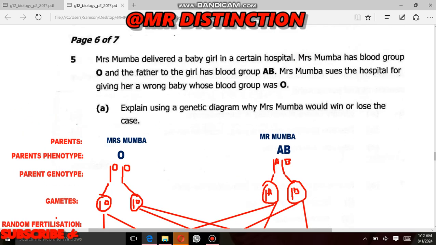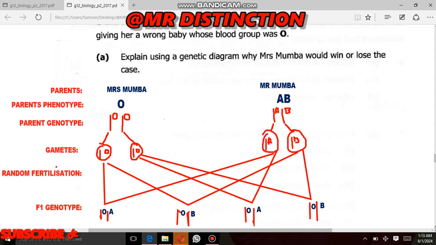Question 5. Mrs. Mumba delivered a baby girl in a certain hospital. Mrs. Mumba has blood group O, and the father of the girl has blood group AB. Mrs. Mumba sues the hospital for giving her a wrong baby whose blood group was O. So according to the question, Mrs. Mumba was given a wrong baby who had blood group O. Remember, Mrs. Mumba had blood group O, Mr. Mumba had blood group AB.